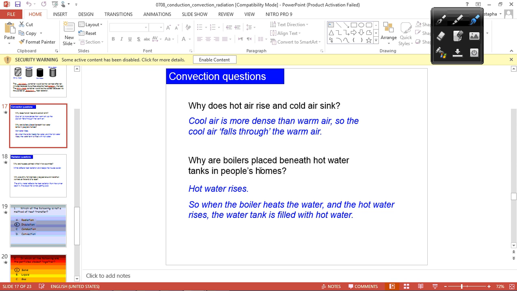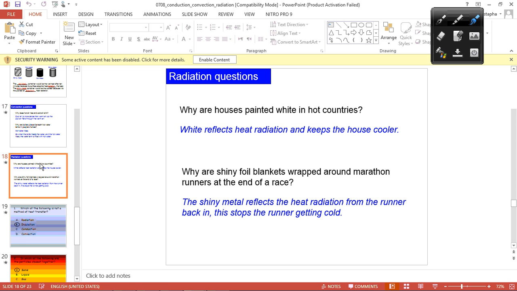Why are boilers placed beneath the hot water tank in people's homes? Sometimes you see we put boilers beneath the hot water, what we call the hot water tanks in the homes. The boiler is always put underneath. Why don't you put the boiler on top of it? Hot water rises. So when the boiler heats the water and the hot water rises, the water tank is filled with hot water. So that's the good question and answer.